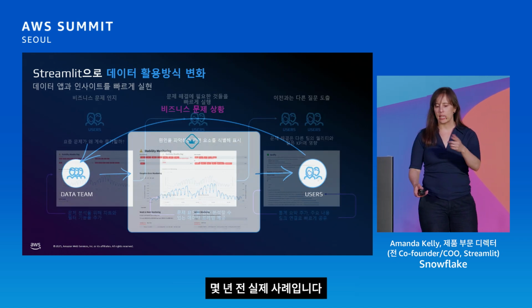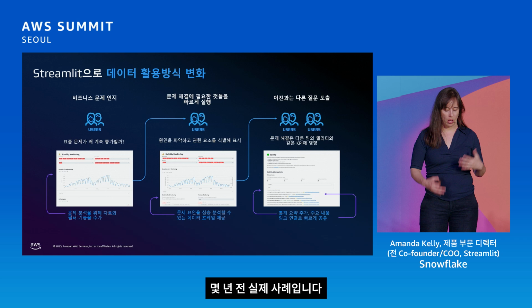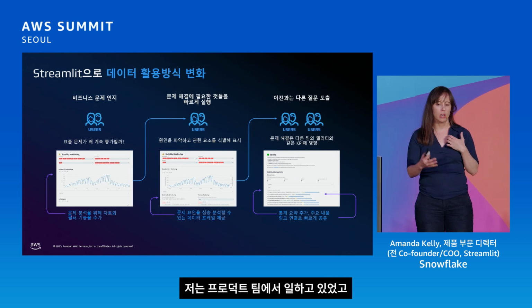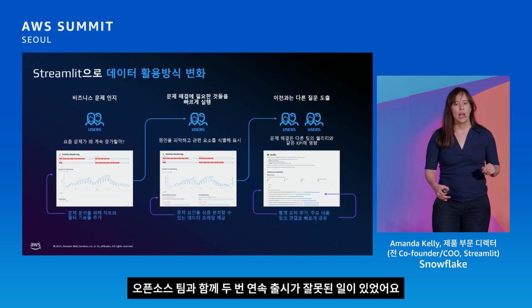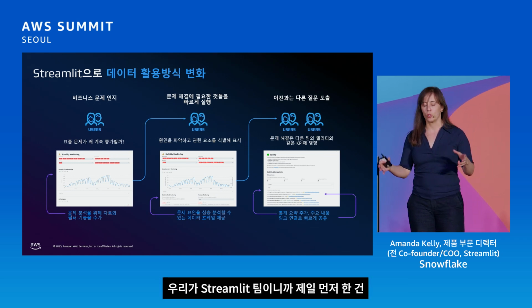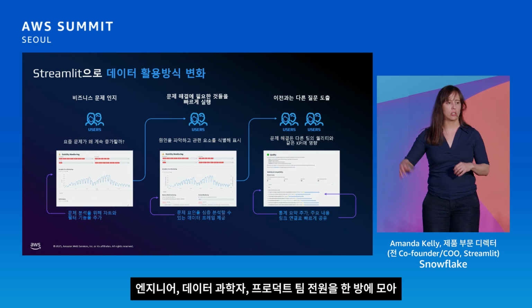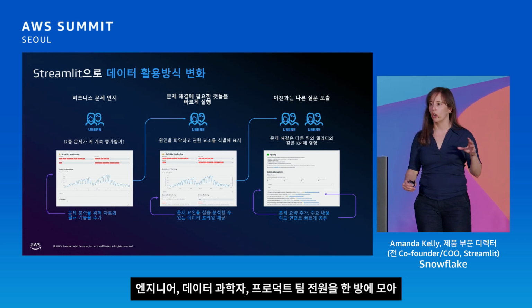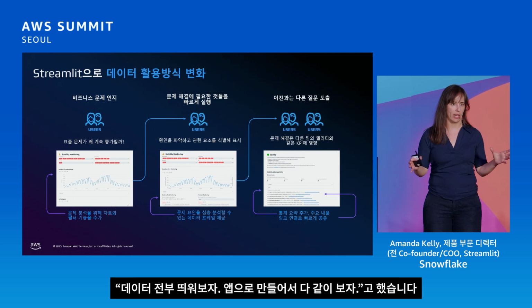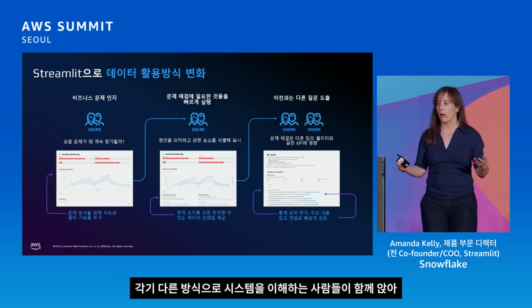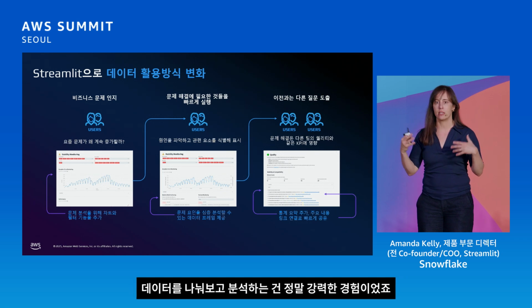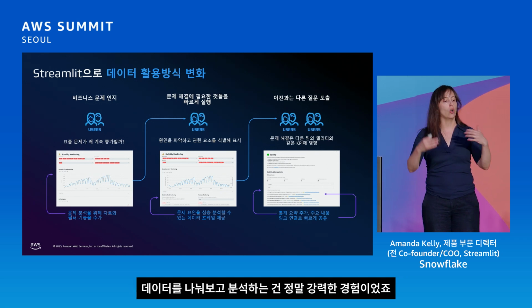So this is a real example from a couple of years ago. I work in product and I was working with the open source team, and we had 2 releases in a row that had something go wrong with it. And the first thing that we did, because we were Streamlit, was we got everybody in a room. We got the engineers, the data scientists, the product people all in a room, and we said, throw up all the data we can basically on the screen. Let's put it in an app. Let's all start looking at it. It was incredibly powerful just to sit there with people who understand different ways of how things work, to all look at it and slice it.